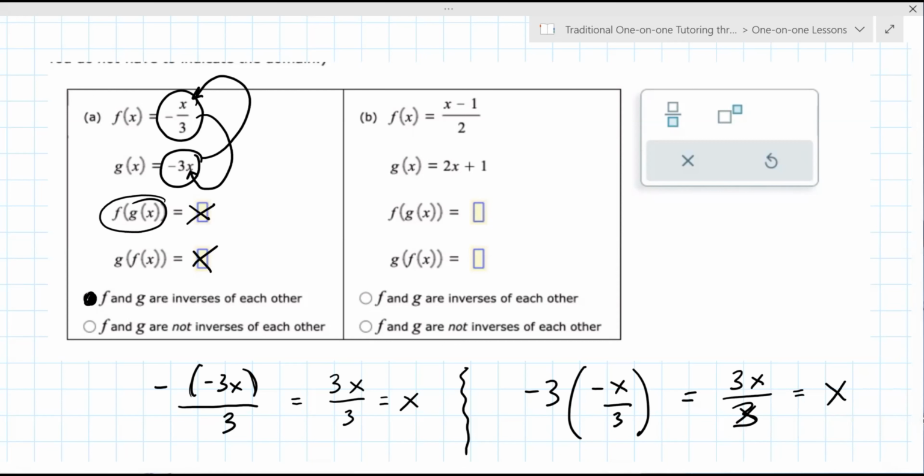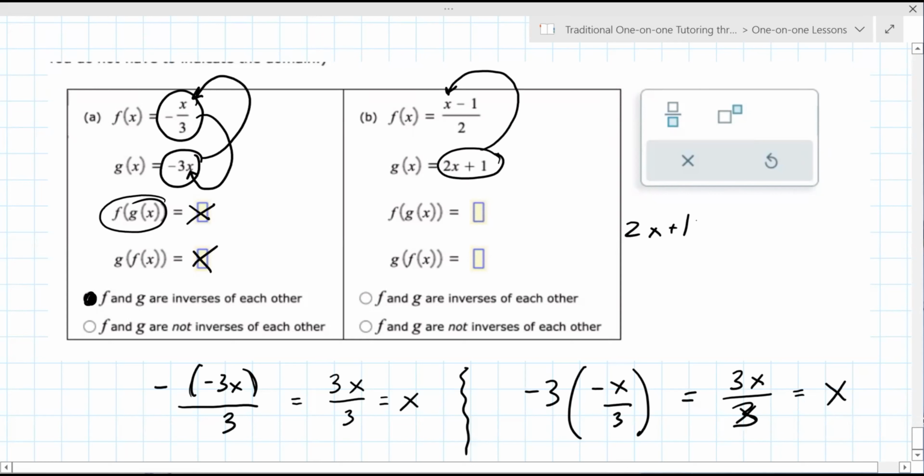All right. So now we're going to do the same thing for the next one here. I'm running out of room a little bit, but I'll make it clear. So the first one is take g of x and plug that in for x. So that's 2x plus 1 in the numerator, minus 1, divided by 2. So that's just x. It does equal x. But you have to try the other one because it may not work both ways.